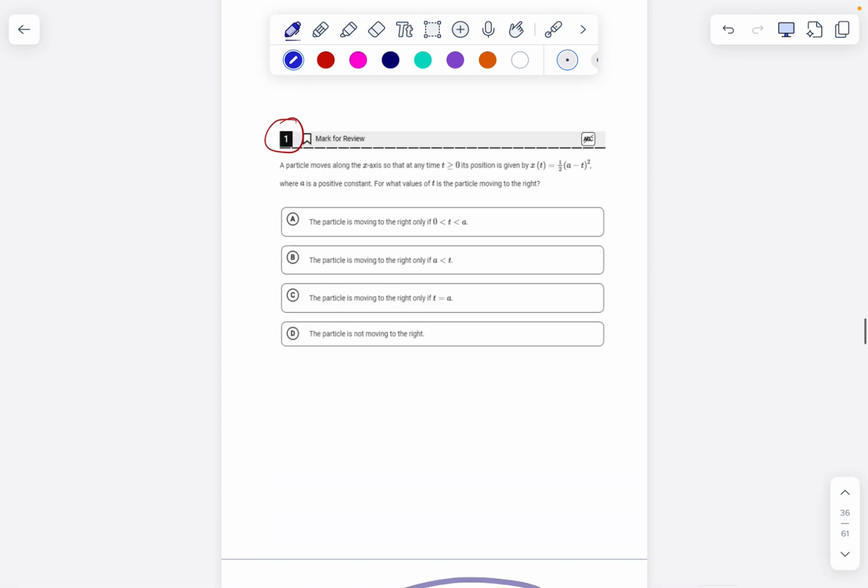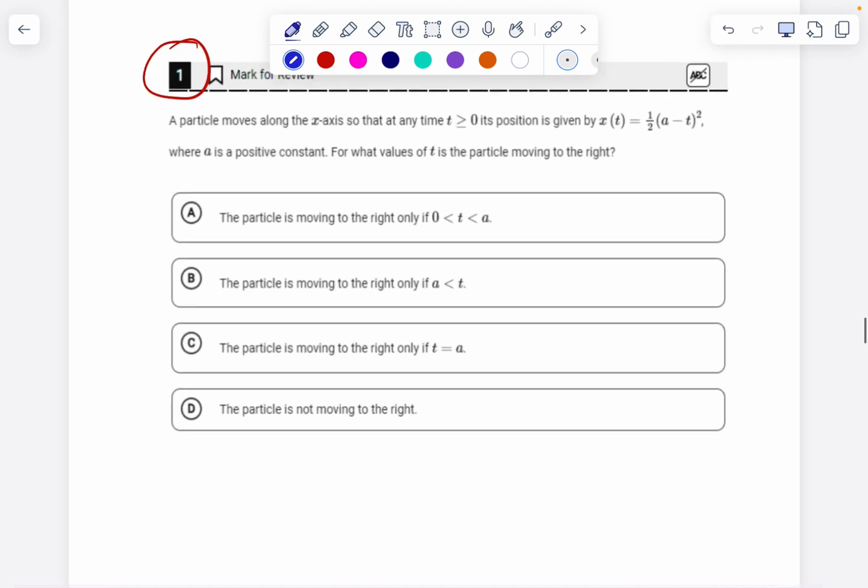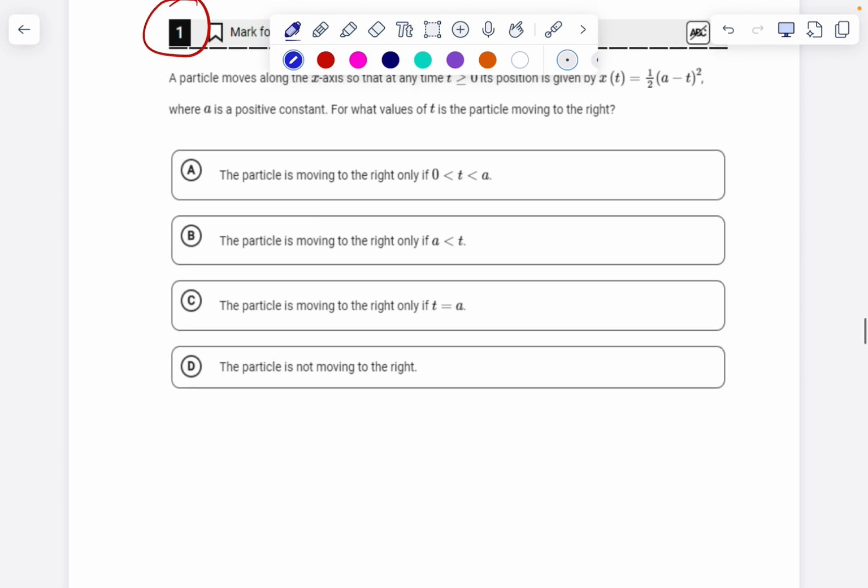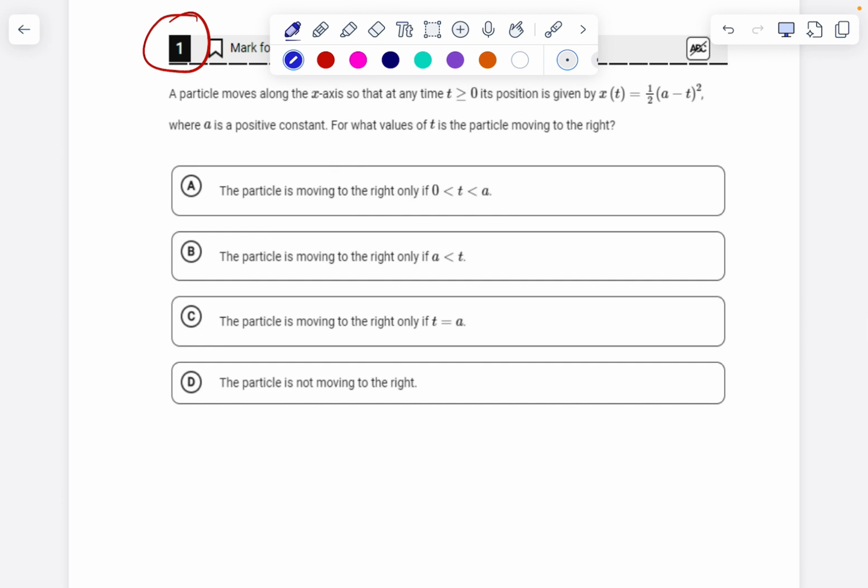All right. Did anybody do this one? It didn't have a key. Let's check it. It says the particle is moving along the x-axis given by this position. A is a positive constant. For what values of t is the particle moving to the right? Well, how do we know when our particle is going right? Yeah, we have to know the sign of the velocity. So how do we get velocity for this thing? First derivative, yeah.